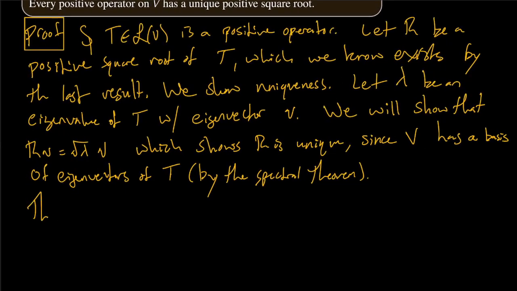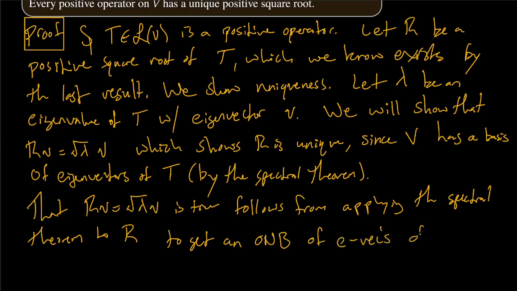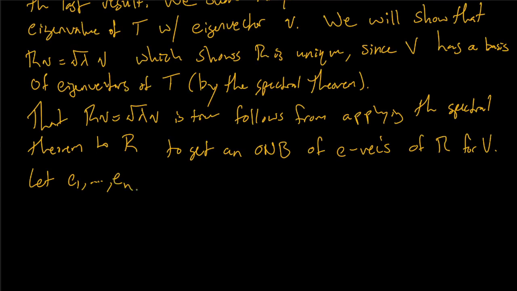So that RV is equal to the square root of lambda V follows from applying the spectral theorem to R to get an ONB, an orthonormal basis, of eigenvectors of R for V. Let e1 through en be this basis.